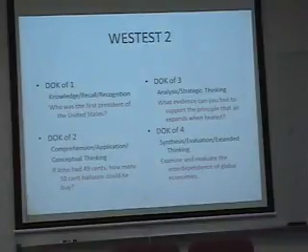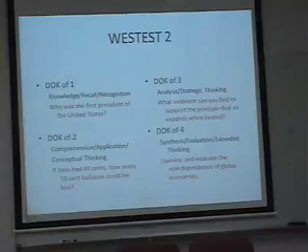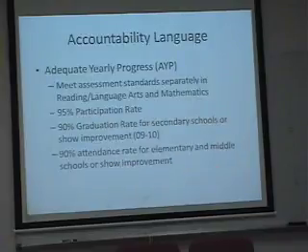DOK 3, I'm not going to read this whole thing to you guys, but what I'm wanting to say here is that the majority of the depth of knowledge questions that you'll see coming up are mostly the 2s, 3s, and 4s. That makes that test just a little more stringent, and then we'll look at some test scores and see how we did on that.